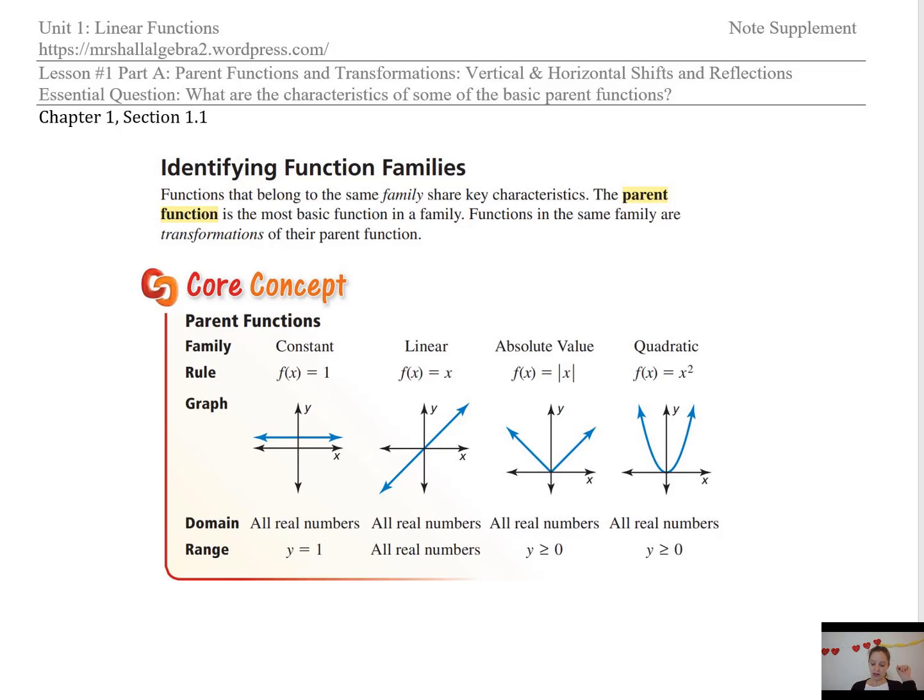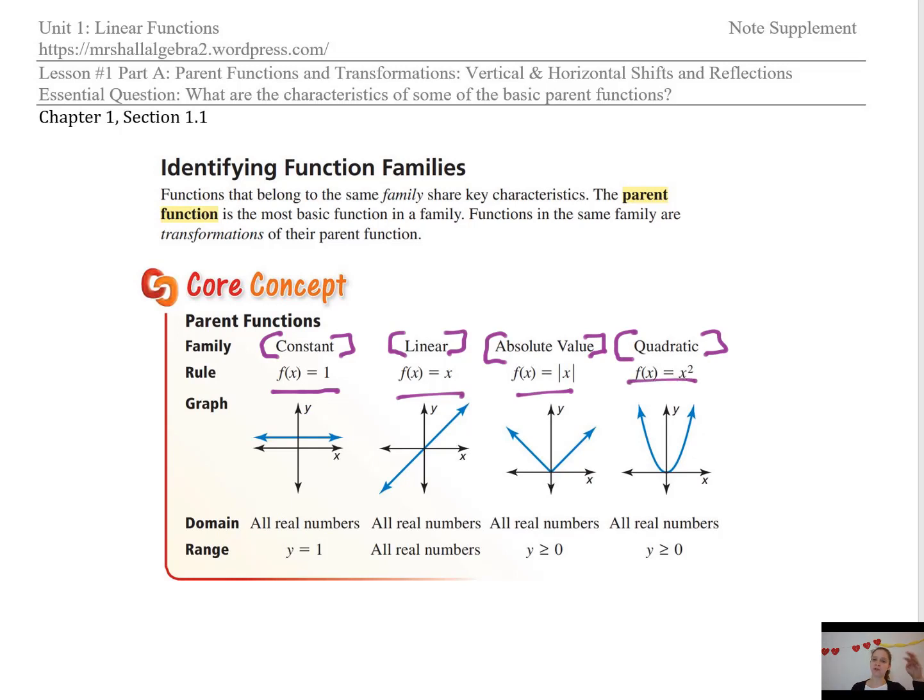We have constant, which is simply a horizontal line, and the parent function is f of x equals 1. We have a linear function, whose parent function is f of x equals x. We have the absolute value function, with the parent function f of x equals the absolute value of x, and quadratic functions whose parent function is f of x equals x squared.